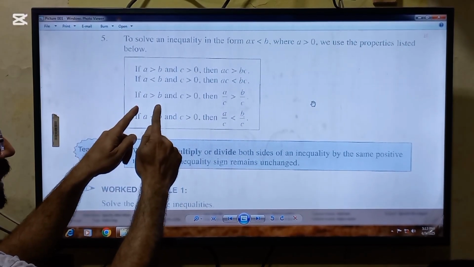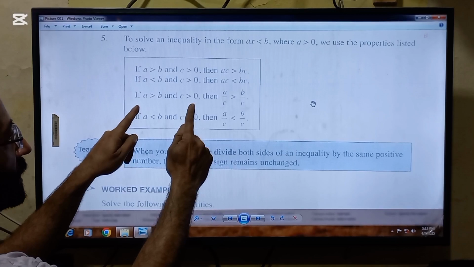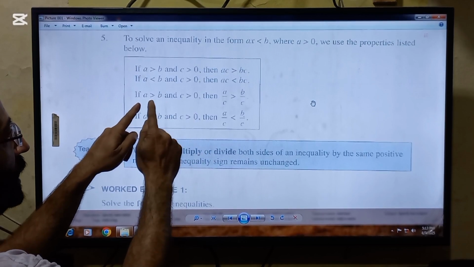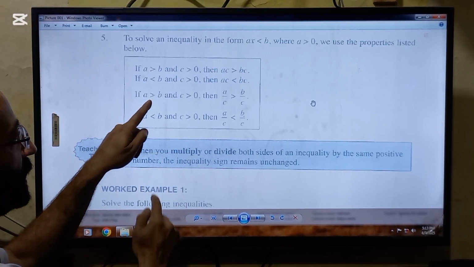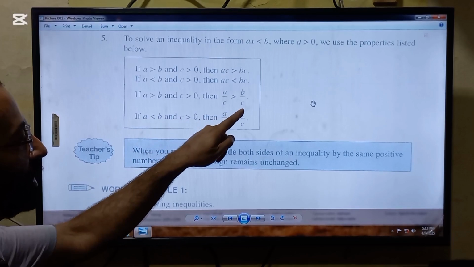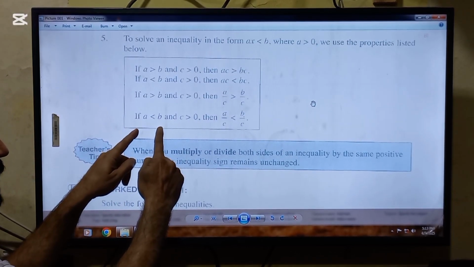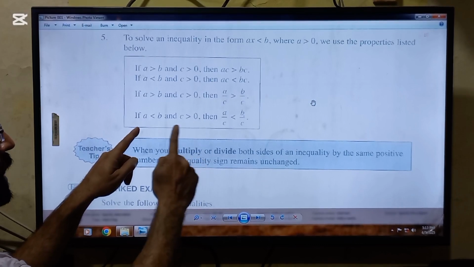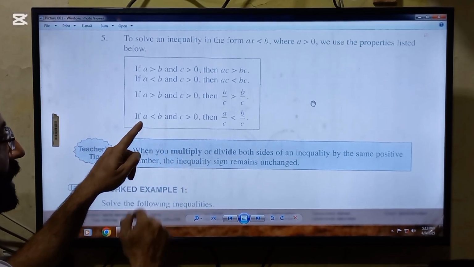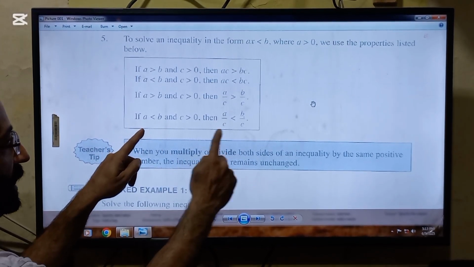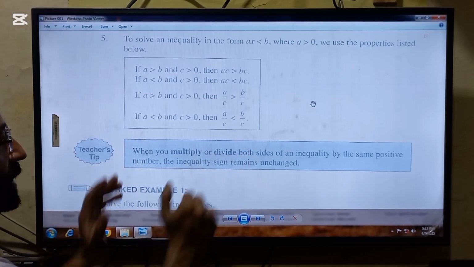Likewise, if a is greater than b and c is greater than 0, divide both sides by c. So a over c will be greater than b over c. Likewise, if a is lesser than b and c is greater than 0, divide both sides by c, and it will become a over c lesser than b over c.